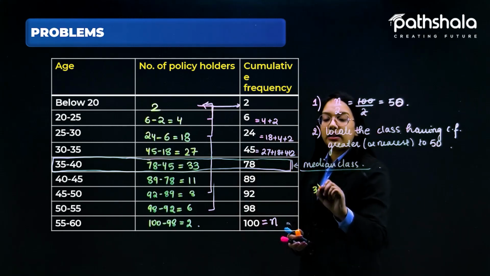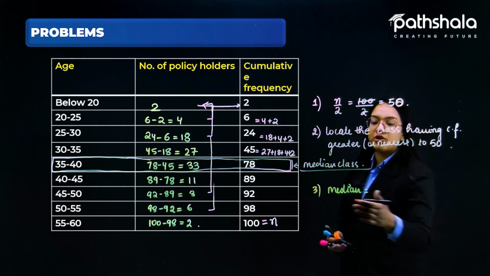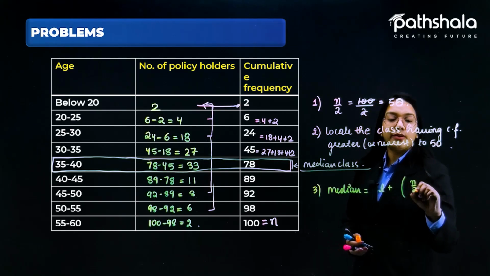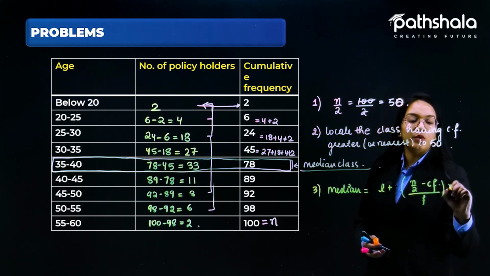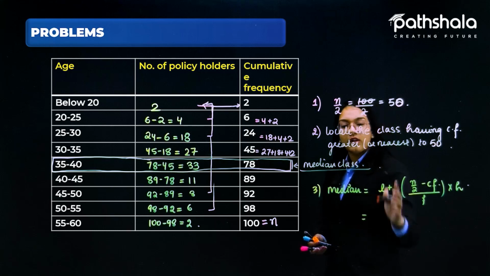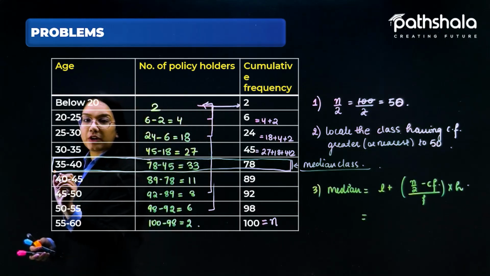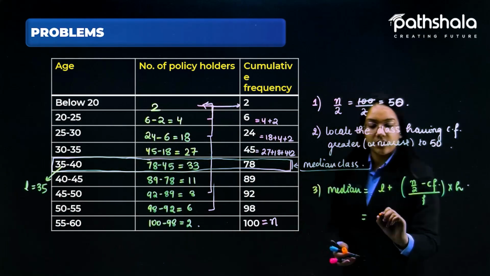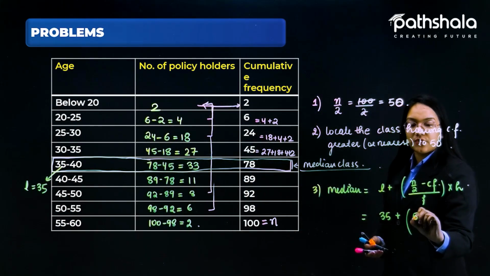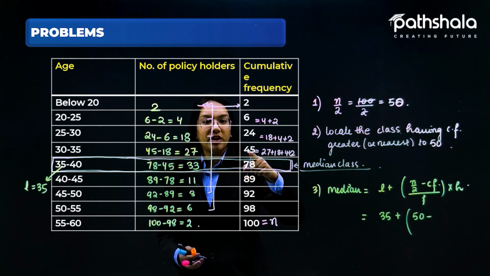The third step is the median, which is equal to, let's apply the formula: L plus n by 2 minus cumulative frequency, divided by the frequency, into h. Now let's plug in all the values. L is the lower limit of this median class, which is 35. So 35 plus n by 2, which is 50, minus the cumulative frequency of the preceding class. CF represents the cumulative frequency of the preceding class, which is 45.